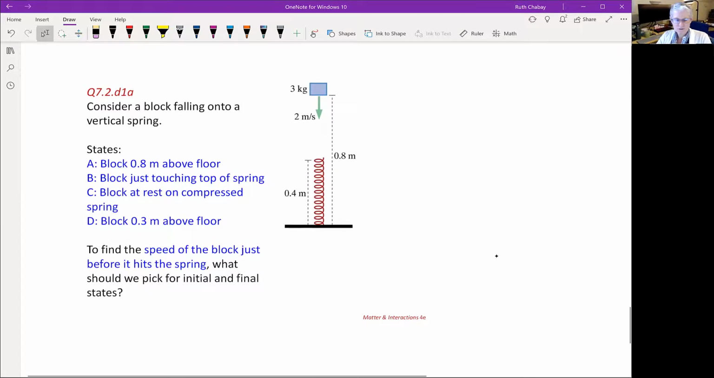So let's just set up this problem. We're dropping a block onto a vertical spring. It's going to hit the spring, compress the spring, etc. Eventually, we're going to ask some question about what the situation is when the block is 0.3 meters above the floor. And so the possible states we're considering here, this is the version I want because I want you to answer this.